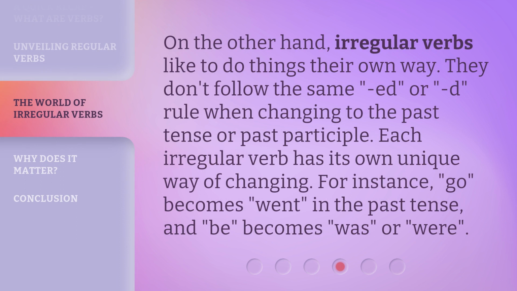On the other hand, irregular verbs like to do things their own way. They don't follow the same ed or d rule when changing to the past tense or past participle. Each irregular verb has its own unique way of changing. For instance, go becomes went in the past tense, and be becomes was or were.